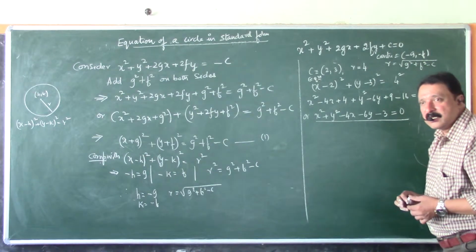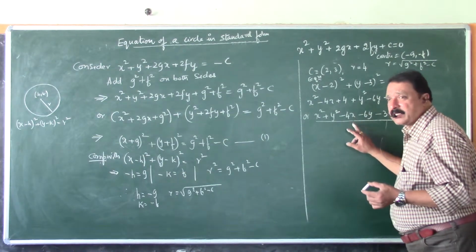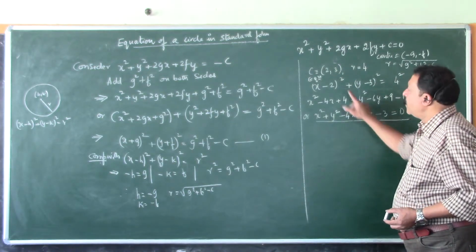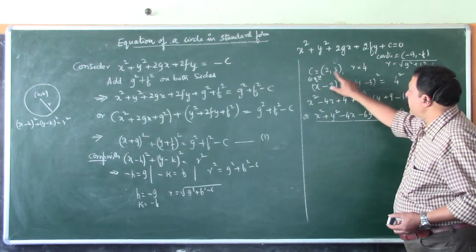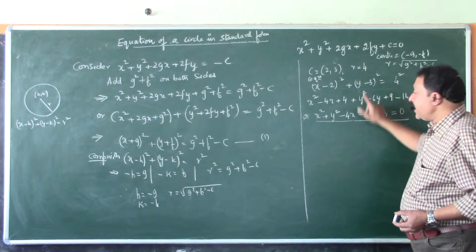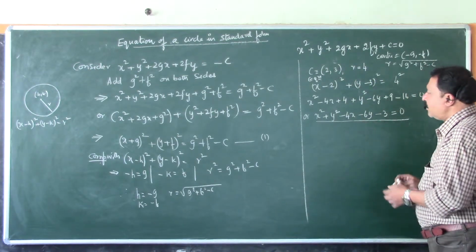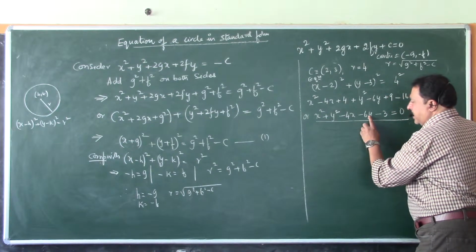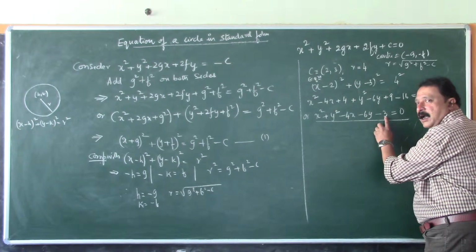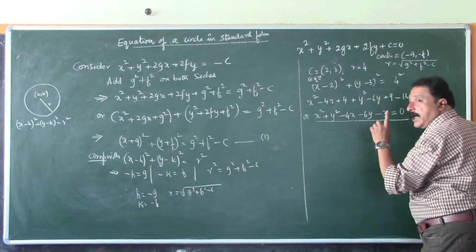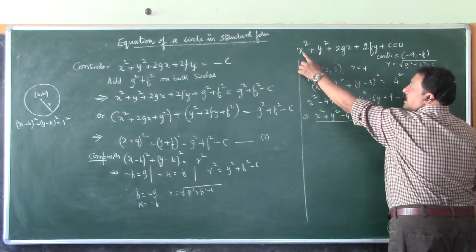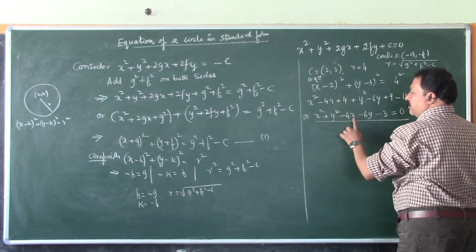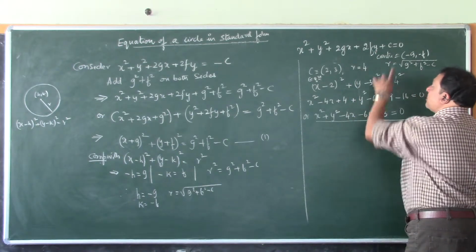What is this? This is the equation of this circle. Pay attention. This is the equation of the circle whose center is at (2, 3) and radius is equal to 4. And the final equation of the circle comes out with an x square term, y square term, x term, y term and constant term. Any equation with these terms in standard manner is written as x square term, y square term, x term, y term, and constant term.